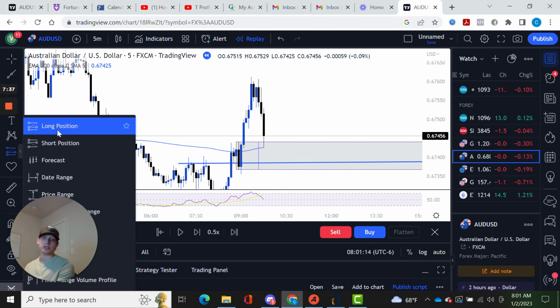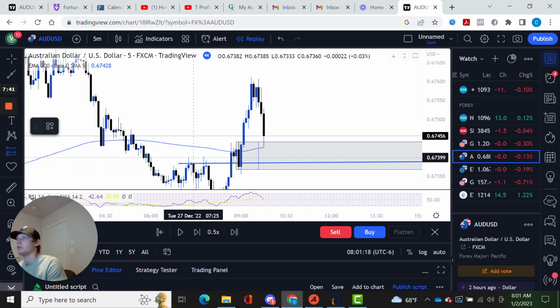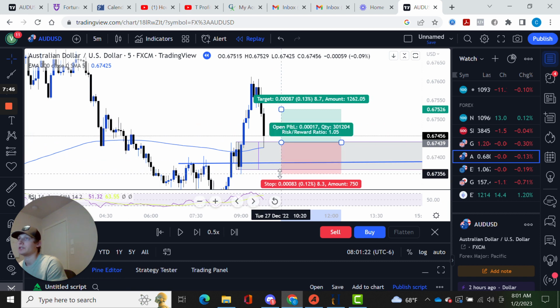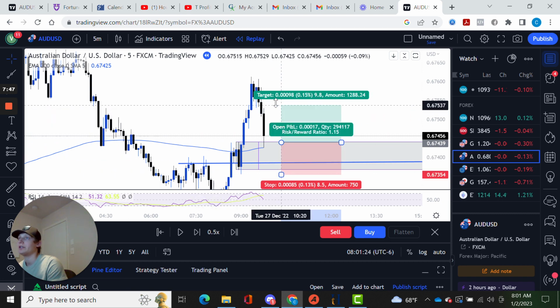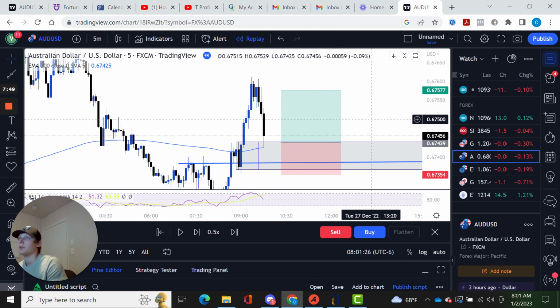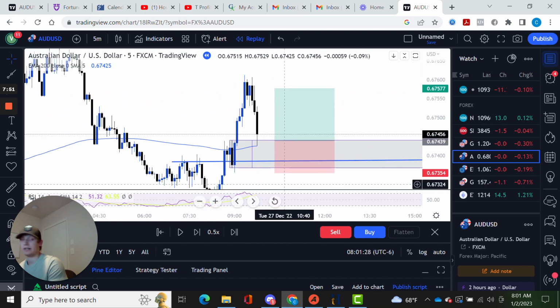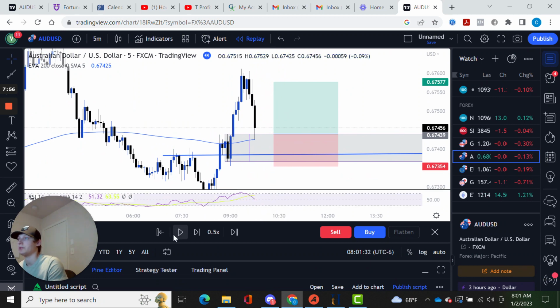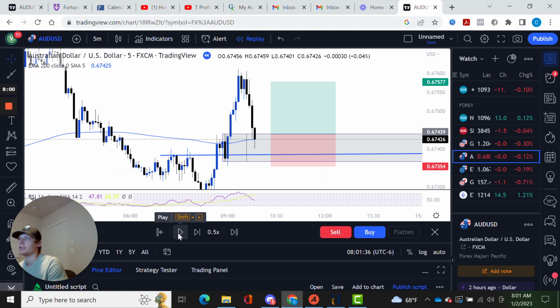You can do a long position or short position if you're going to buy or sell the market. So I'm going to do long because I'm looking for buys. I would put my stop loss somewhere down here. Let's put target up here. And again, I don't remember this day or anything like that, so I don't know what happened, but let's just see what happens right here. This would be how I would backtest my strategy.